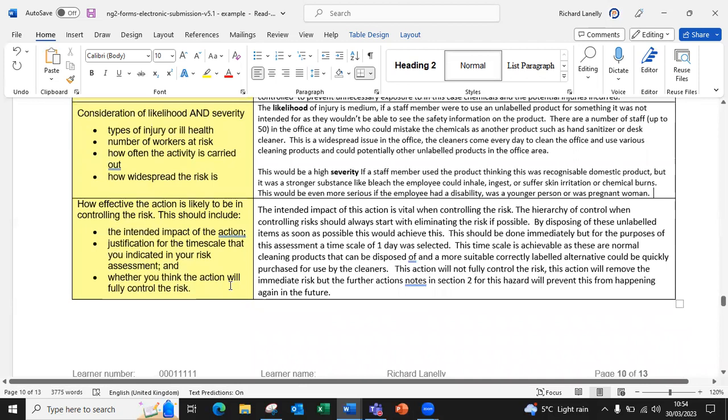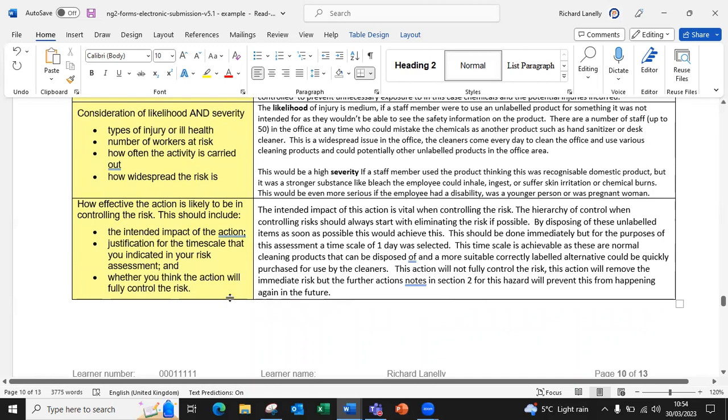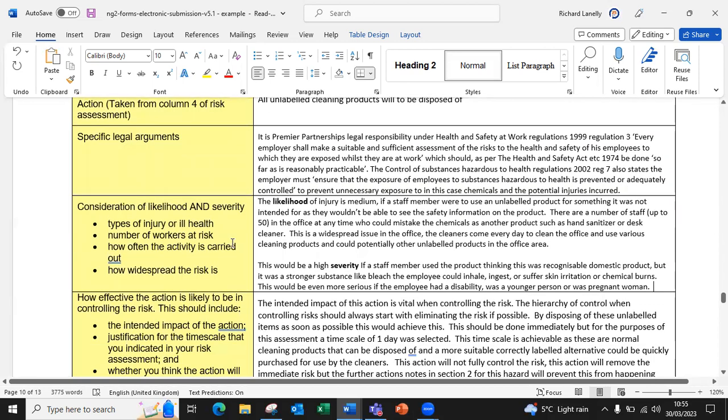Okay, how effective the action is likely to be in controlling the risk. Some people do struggle with this one. So what I like to do is pretend that you've got a director or a senior member of staff, CEO, whoever it may be, come to talk to you, and they've read your risk assessment and looked at your actions. They say, okay, Richard, so we're going to dispose of all these unlabeled cleaning products.